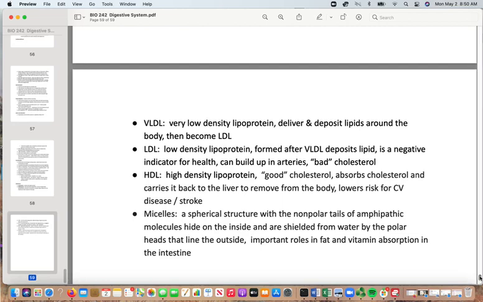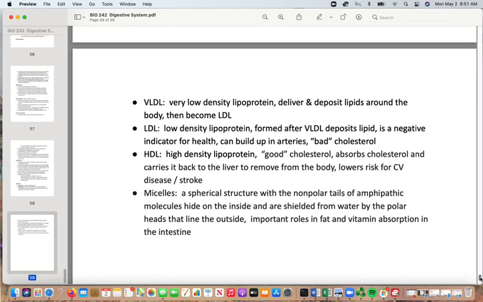These are considered a negative indicator for health because they can build up in the arteries, and they're an indication that you're making a lot of deposits. HDL, good cholesterol, it's going to absorb cholesterol and carry it back to the liver. It's going to lower the risk for cardiovascular disease and stroke.